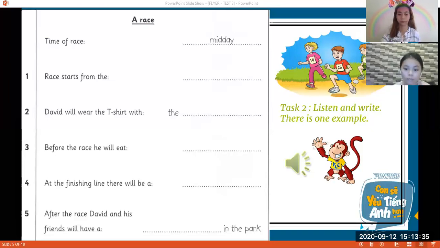Mom, there's going to be a race next Sunday. I'd like to run in it with all my friends. Great. When will it start? I have the time here on this paper. It says midday. Okay. I can take you in the car. Thanks, Mom. I want to be there early.